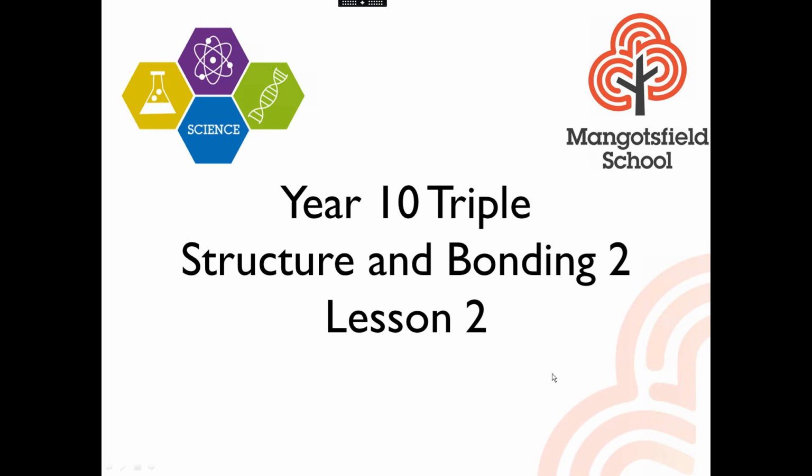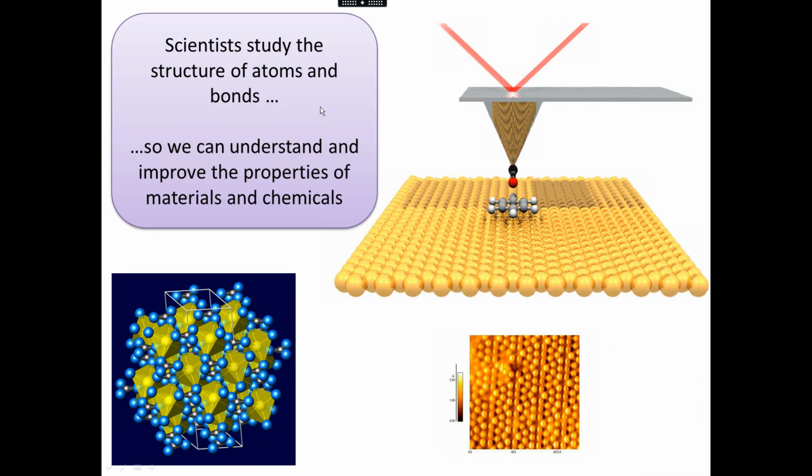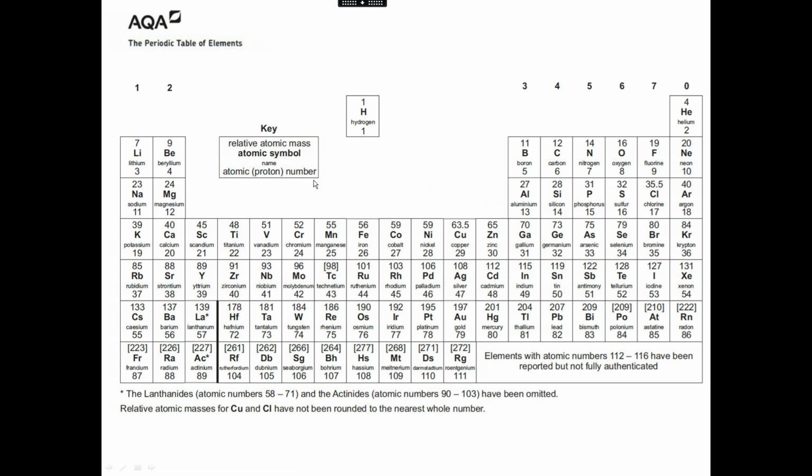Today we're going to be getting more into the Triple Science content, and this is part of the Structure and Bonding topic 2, which is the triple only content of Structure and Bonding. We study the structure of atoms and bonds so we can understand and improve the properties of materials and chemicals. Last time we revised the patterns in the periodic table, electron configuration, group number, period number, and specifically group 1, group 7, and group 0.